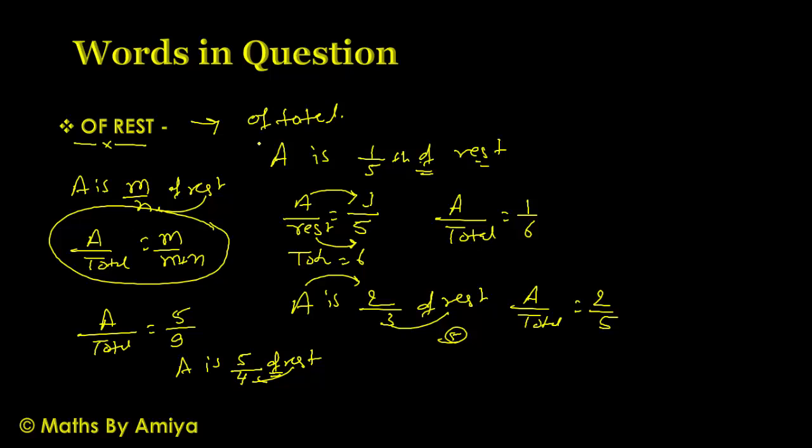And "of" represents the denominator. Now we are going to solve 5 questions, in which I am going to solve 3 questions and you are going to solve 2 questions. The first 3 questions will be solved by me and the last 2 questions will be solved by you.